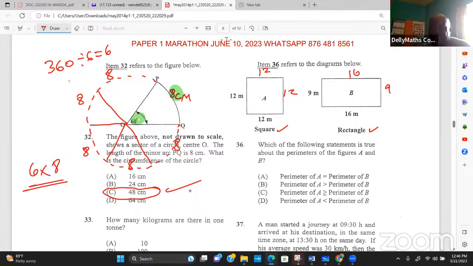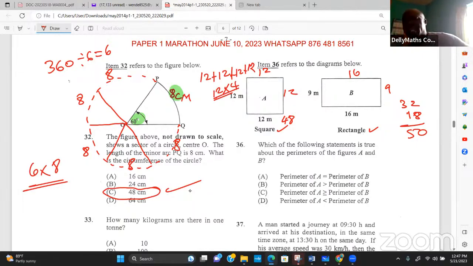So let's do our quick adding up. 16 and 16 is 32, 32 plus 18 is about 50. You want to make sure that you are on point there. So this is 48, and that one is 50. How did we get 48? You add these up. You could say 12 plus 12 plus 12 plus 12, or 12 times 4, whatever you want to do. You're going to get 48.